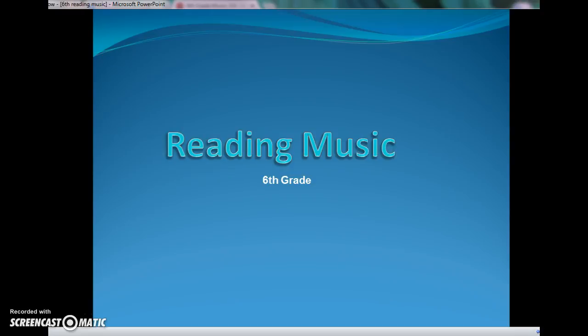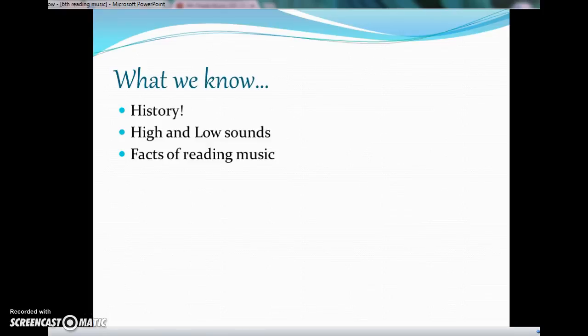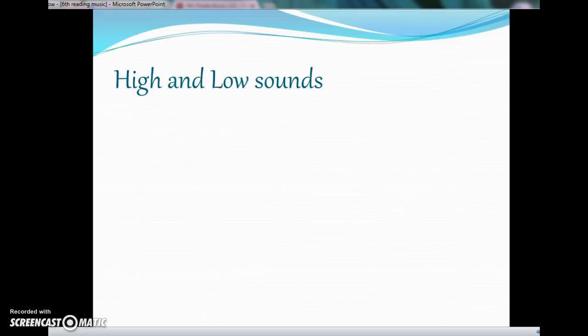We are going to start today's class by going over how we are reading music in 6th grade. When we read music, we already know the history of our songs. We already know some background information. And at this point in Unit 3, in Units 1 and 2, we have already discussed high and low sounds and where we can find those sounds in music. And at the beginning of Unit 3, we have discussed some very basic facts about how to read music.